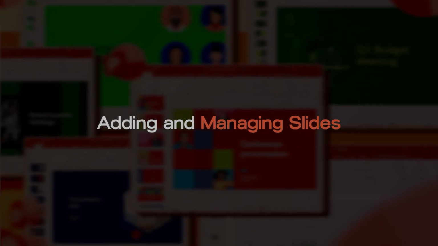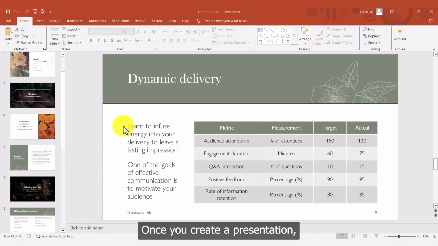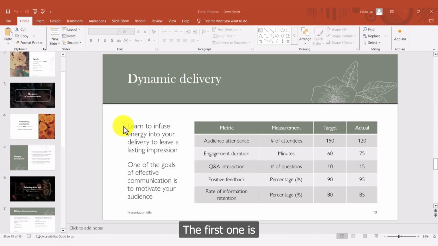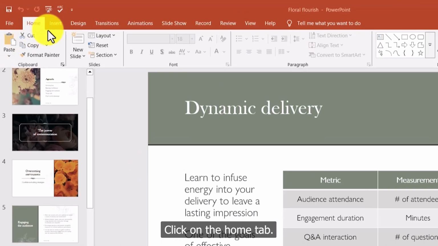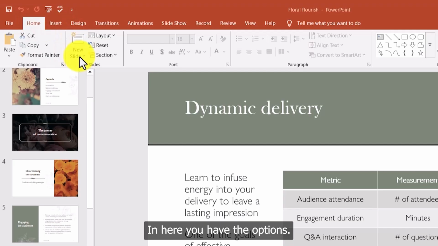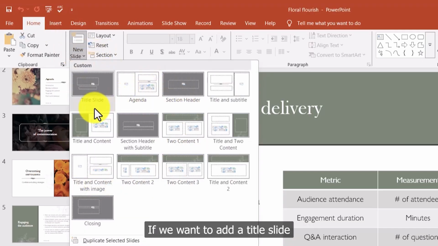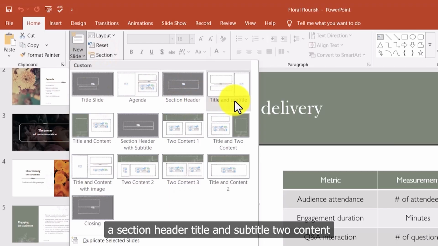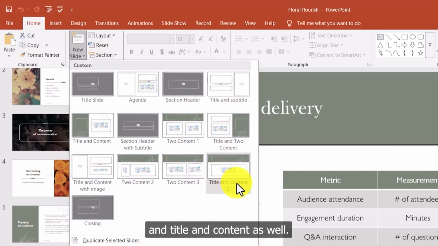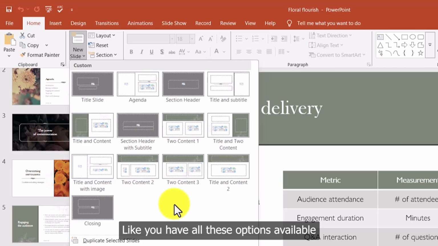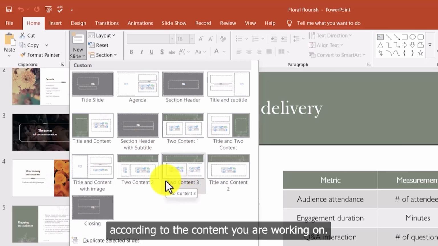Adding and managing slides. Once you create a presentation, the first slide appears. You will need to add more slides to build your content. The first one is adding a new slide. Click on the home tab, click new slide. In here you have the options. We'll just click on it, and it gives us the options if we want to add a title slide, a section header, title and subtitle, two content, and title and content as well. Like, you have all these options available according to the content you're working on.